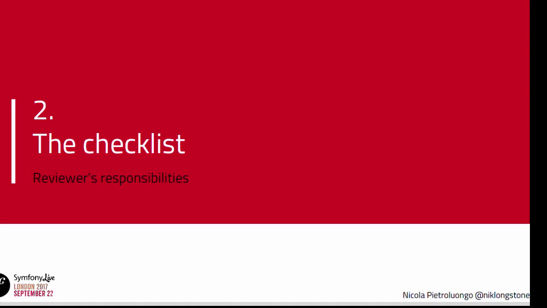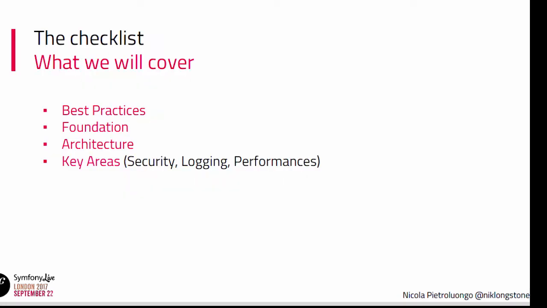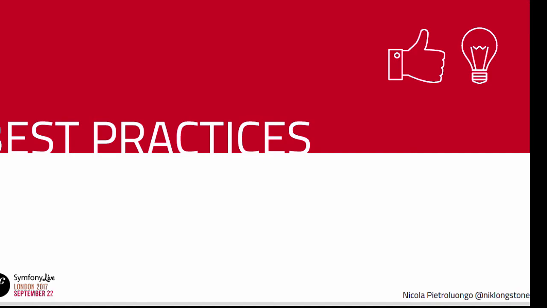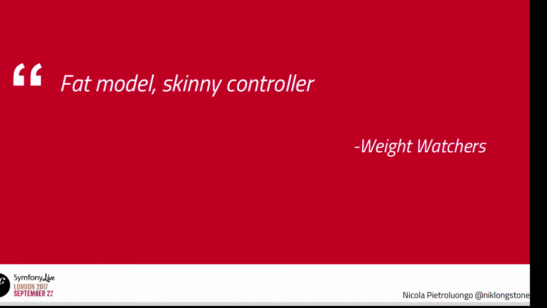So we arrive at the checklist, and so the juicy part, as I said. We will see those main areas: things around best practices, foundation, and architecture as some key areas. We'll start from a smaller scope, the function and method scope, and we will increase until we arrive at the architectural level. So, best practices. Best practices as a procedure to write less complex and clean code.